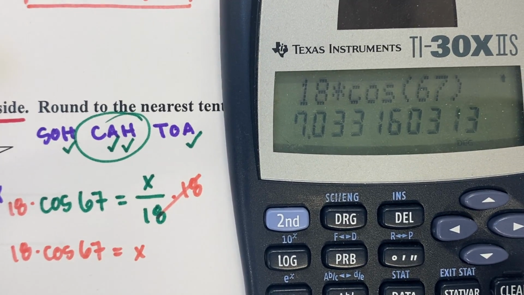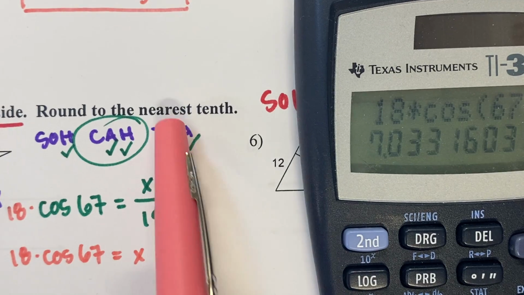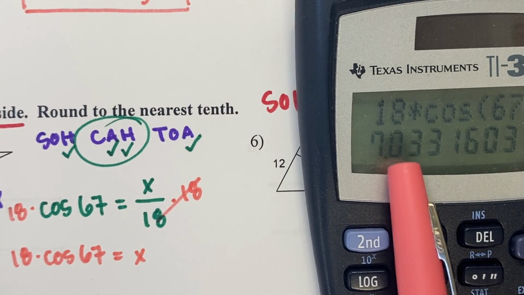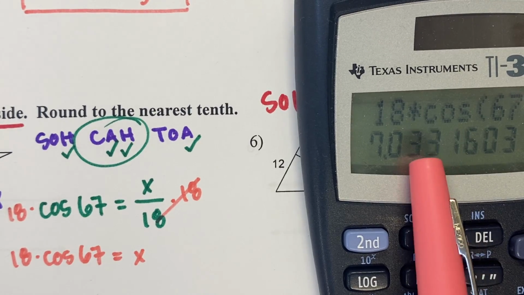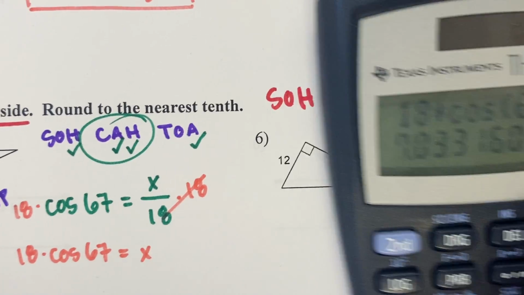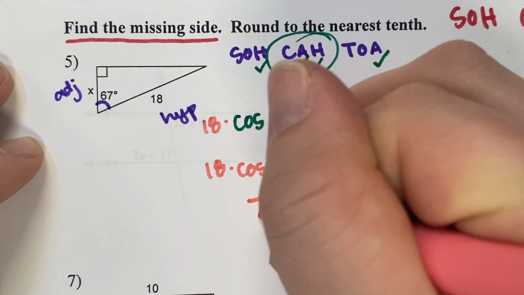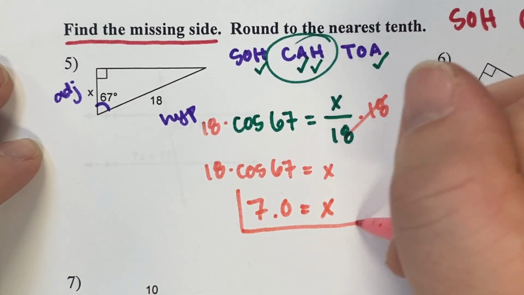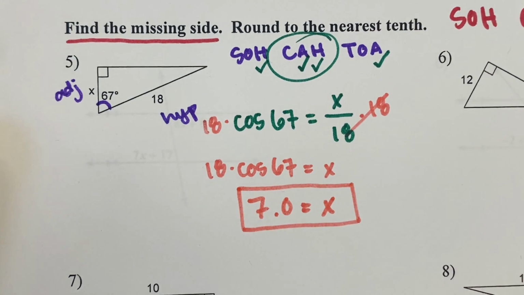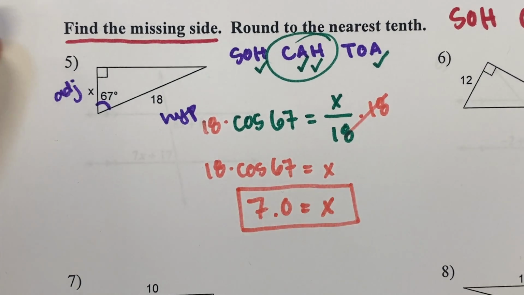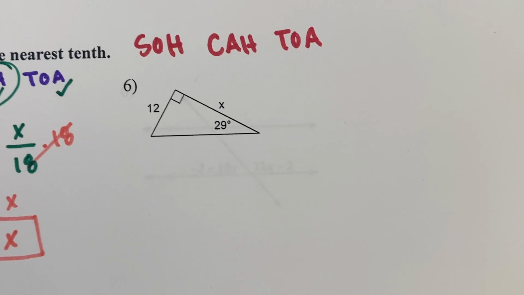And I get 7.03. It wants it rounded to the nearest tenth, which is the first spot. So we look behind this 0. Since the 3 is below 5, we're not going to round up. So our final answer is x is equal to 7.0. And there we go. Okay, let's do that again.